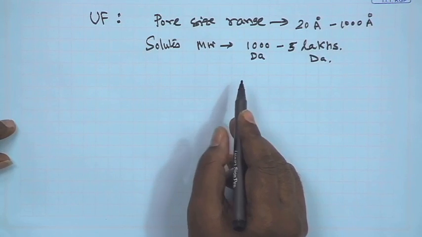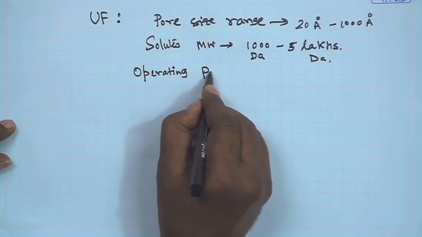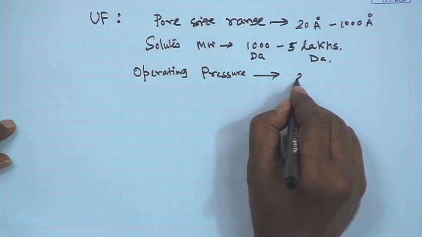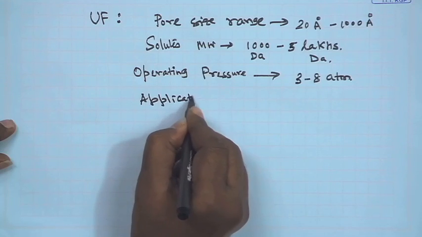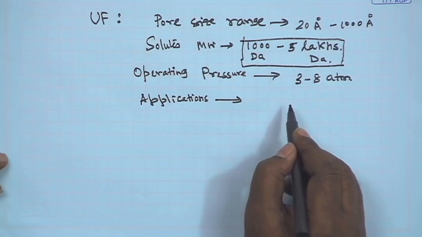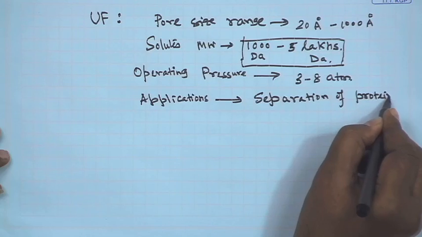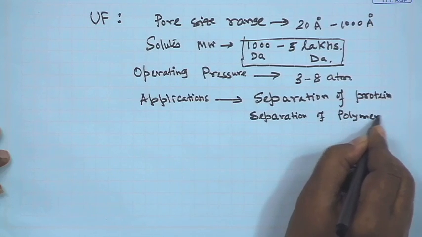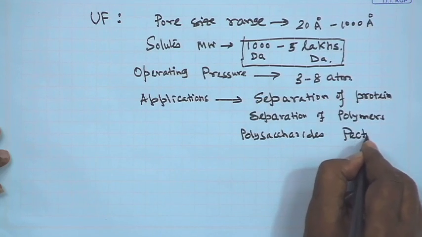Okay. So, bigger size particles can be separated by the ultrafiltration membrane, and the operating pressure requirement is less, in the range of 3 to 8 atmosphere. And typical applications, and it is a huge applications, because this takes care of separation of solutes of a wide range. So, separation of proteins, separation of polymers, polysaccharides like pectins in clarification of fruit juice.